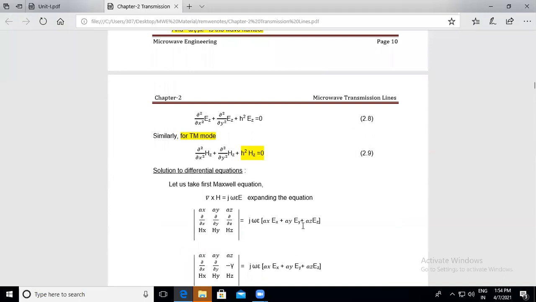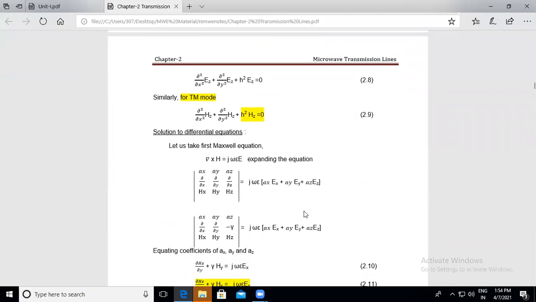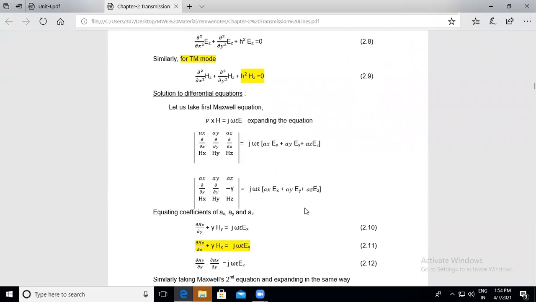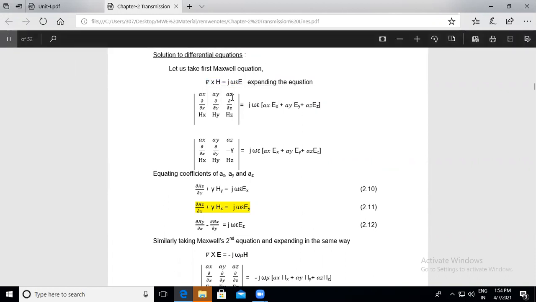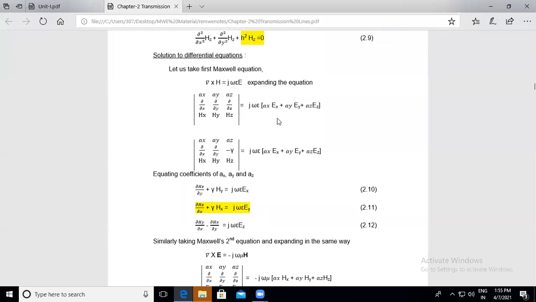Okay. Now to find the differential equations, we have a matrix whose curl we can get easily, with the simplification by comparing the coefficient terms over here. So del cross H equals j omega E is written in matrix form, where we have the unit vectors AX, AY, AZ, and dou by dou X, dou by dou Y, dou by dou Z. HX, HY, and HZ are the magnetic fields, which is equal to the right hand side equation here. And E is also expanded as EX, EY, and EZ respectively.